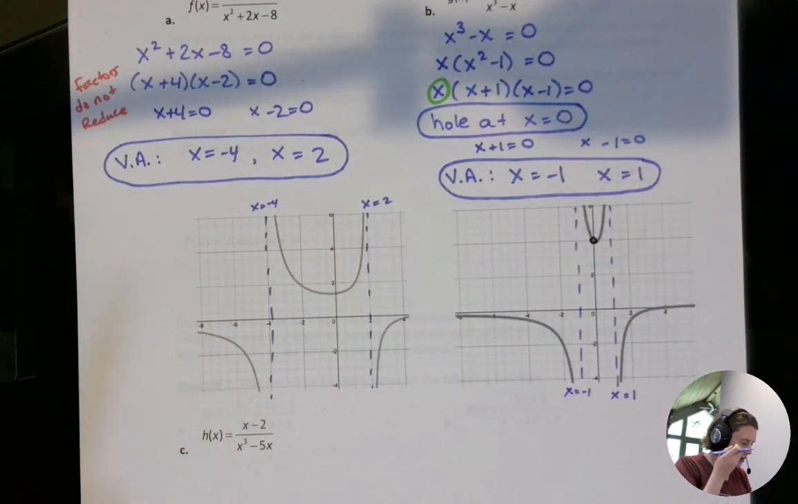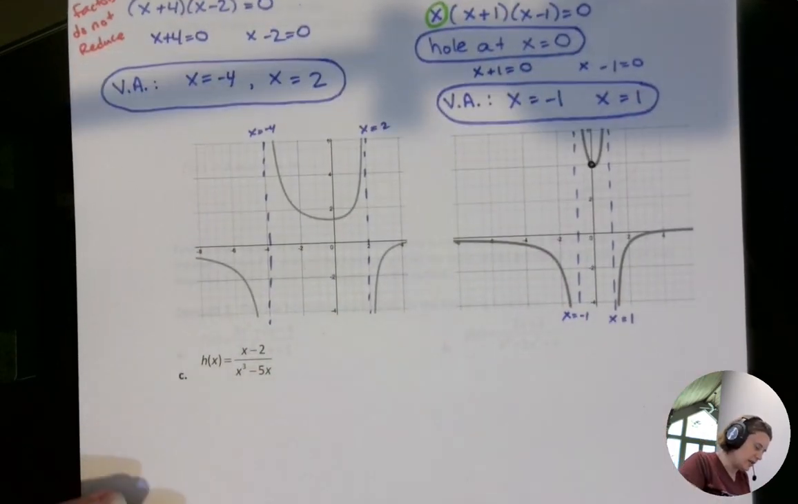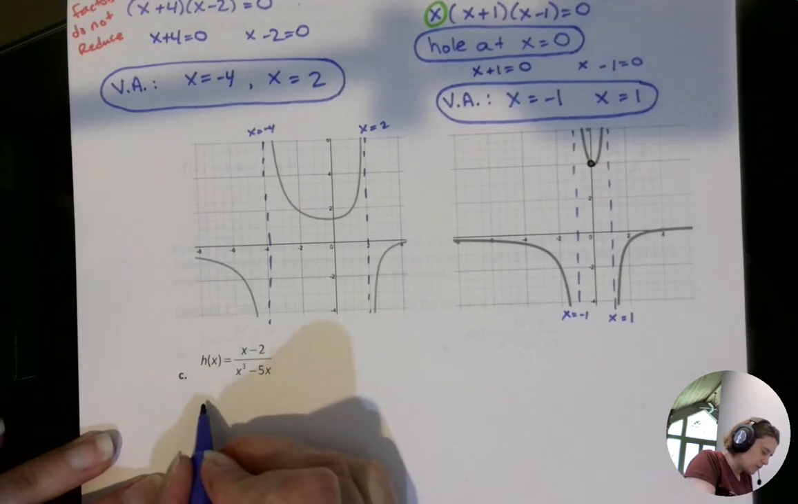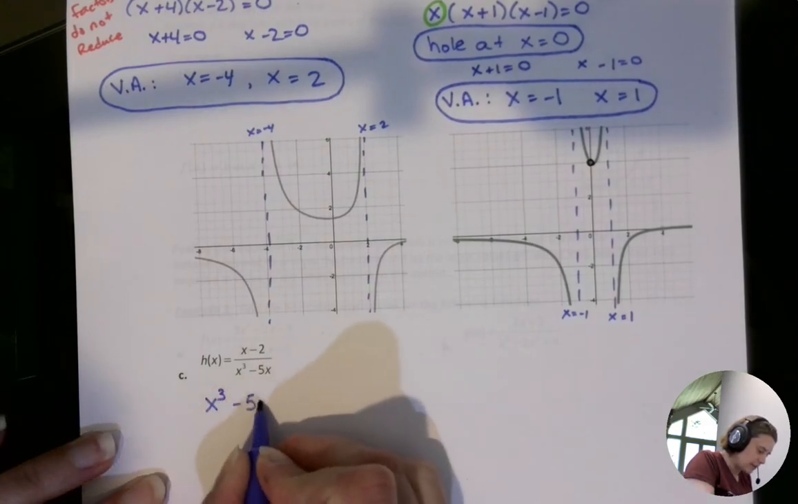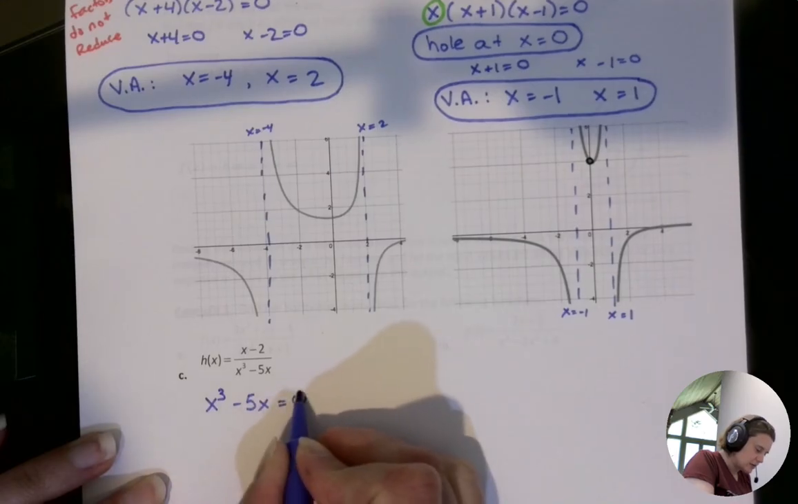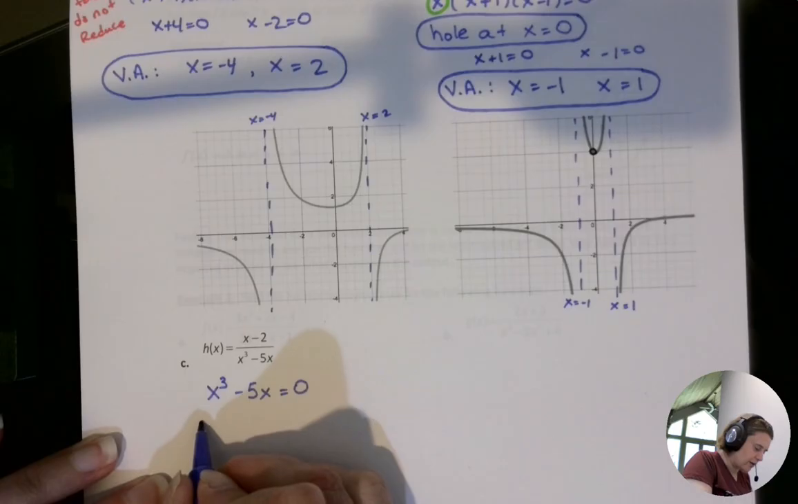Okay. Let's continue and look at part C here for h of x. Let's take our denominator, x cubed minus 5x, set that equal to 0. We have a GCF of x.